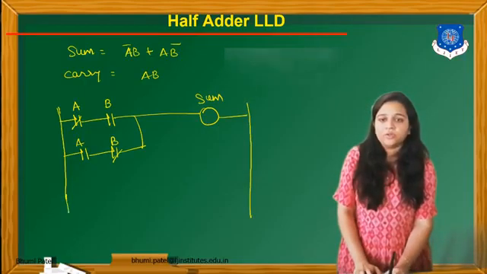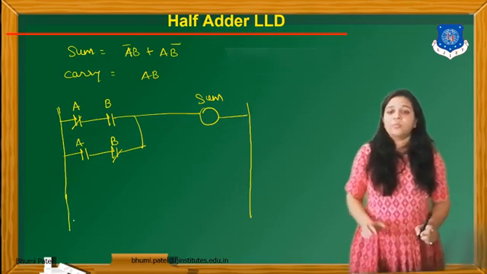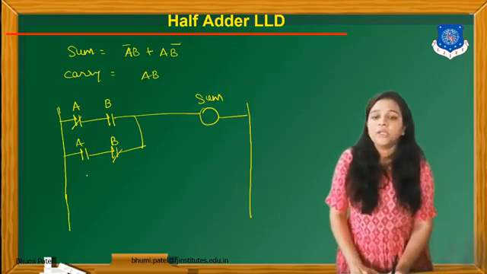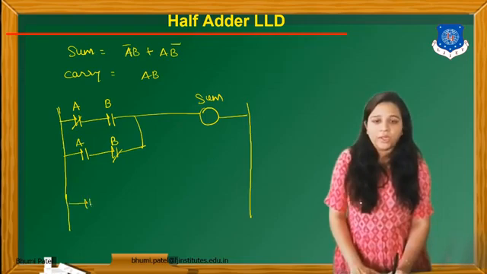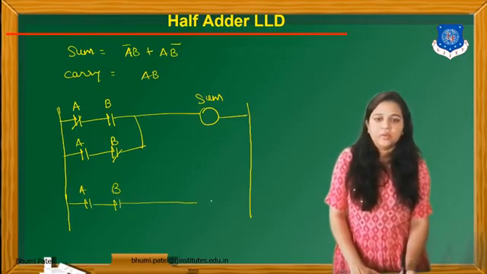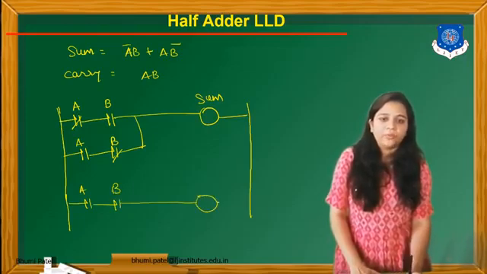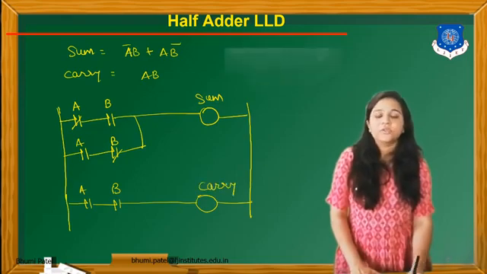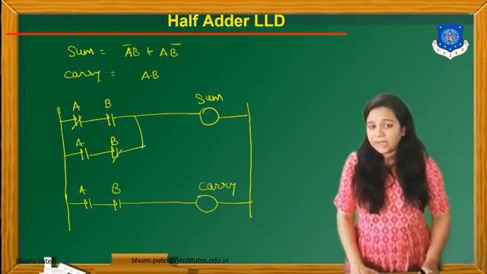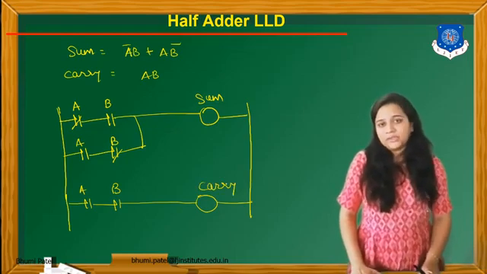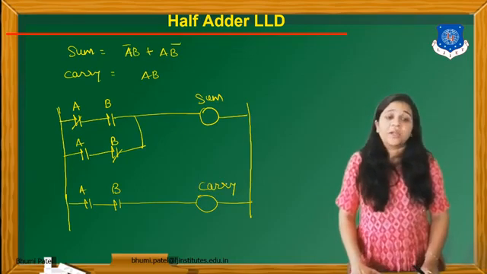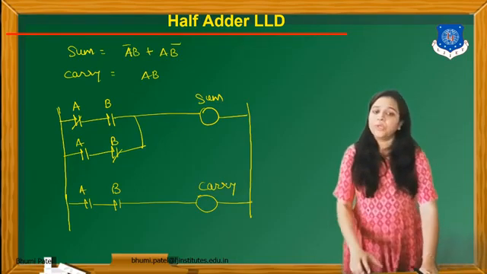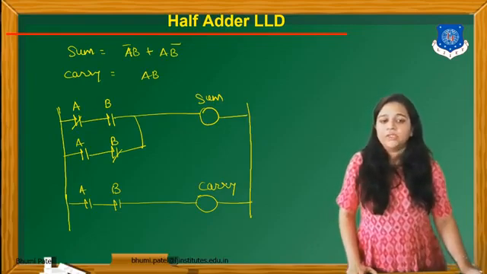We can continue this ladder diagram. What is the input for the carry? A into B. So simply we can put here two inputs A and B in series connection, and we can get the output C or D carry. Okay, so this is the ladder logic diagram in the half adder circuit. So half adders are generally used for the two inputs. Clear?